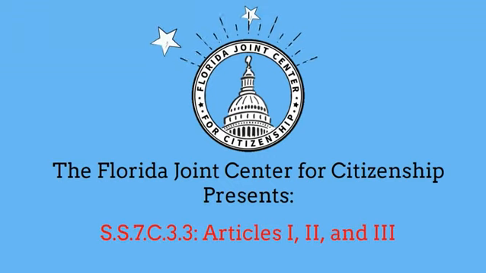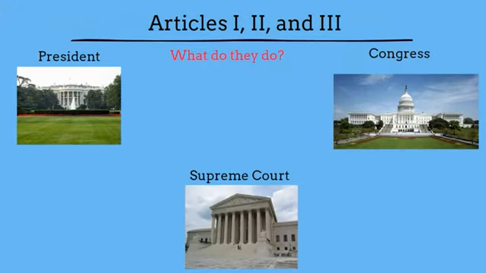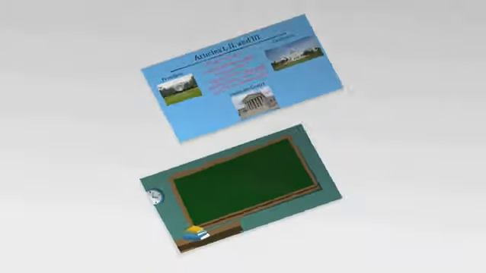The Florida Joint Civics360 presents Articles 1, 2, and 3. The President, Congress, and the Supreme Court. What do they do? Where can we find their official powers? Where do these roles and responsibilities fit into the three branches of government? We'll address all three of these questions in the video as we explore the three branches of government.